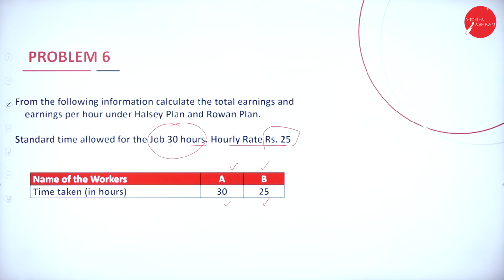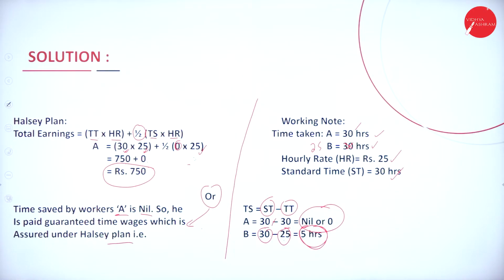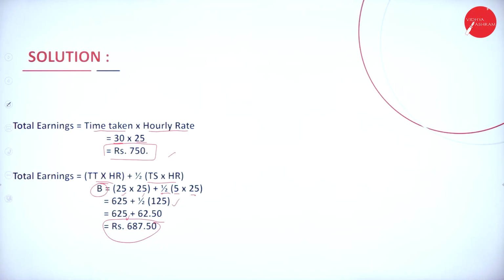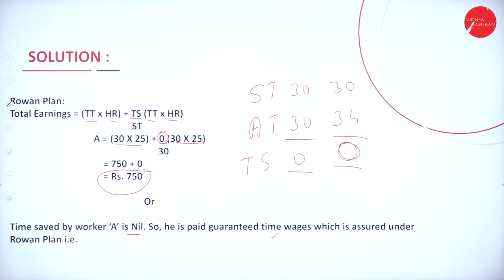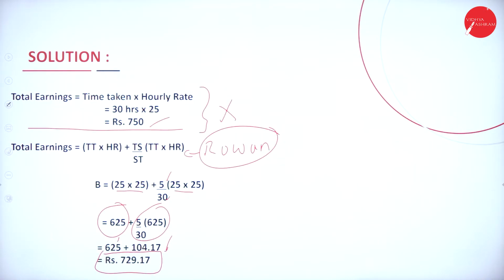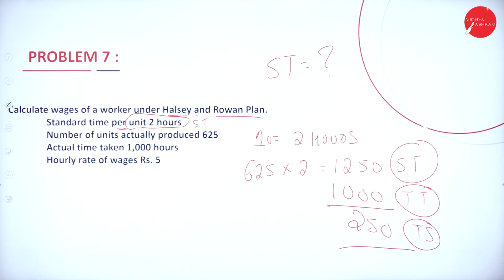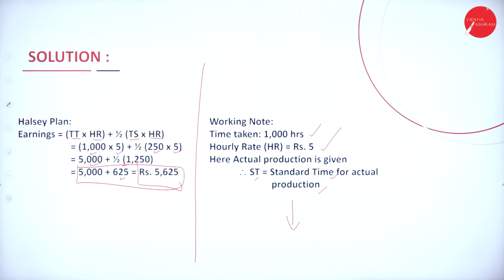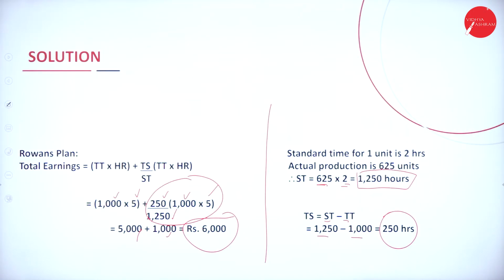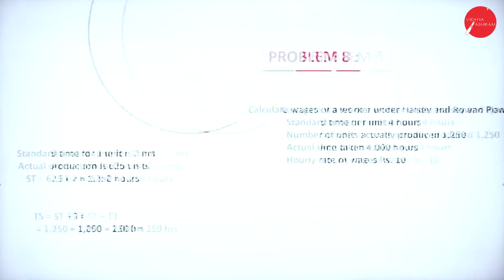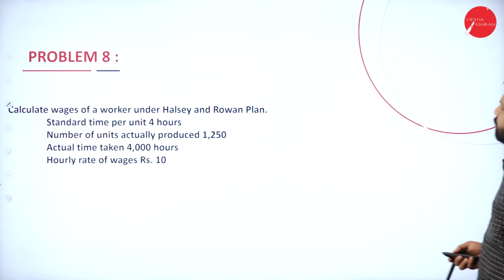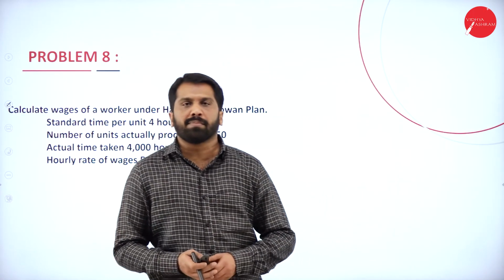So this is your problem number 6. Solution part of problem number 6. The second part of your solution. The third part of your solution. And the next part of your solution. This is your problem number 7. Your solution for problem number 7 along with working note. The next part of your solution along with working note. Now we are into problem number 8.